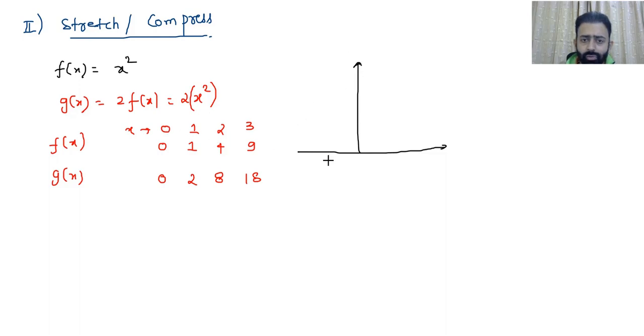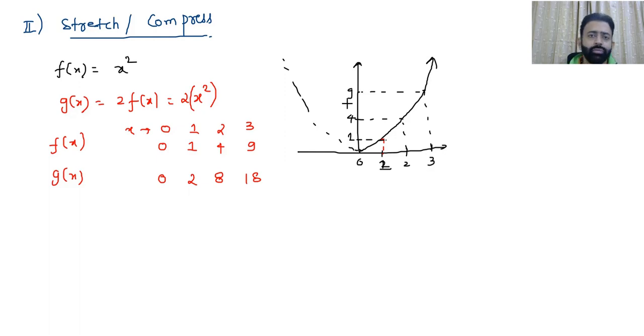Right? So this is 0, this is 1, this is 2, and this is 3. Let us say this was our parabola, y equal to x². At x equal to 1, the value is 1. At x equal to 2, this is 4. At 3, it is 9. This was the value of f(x).